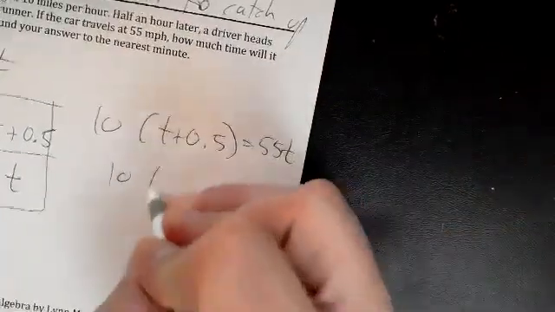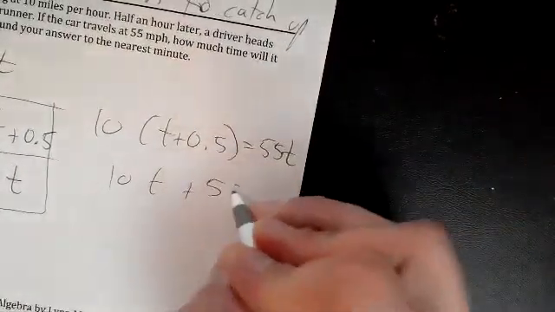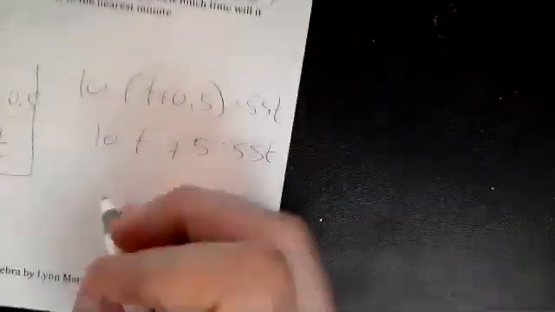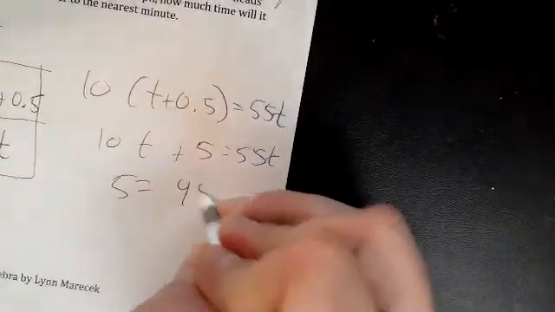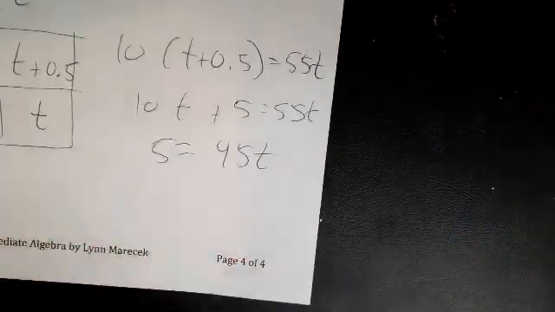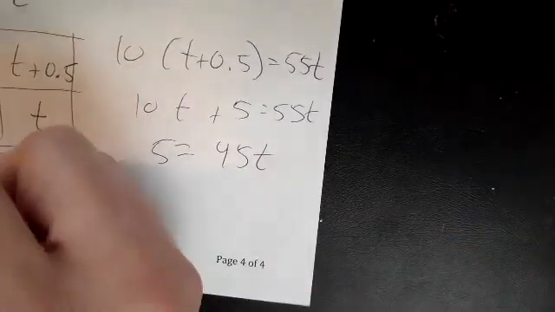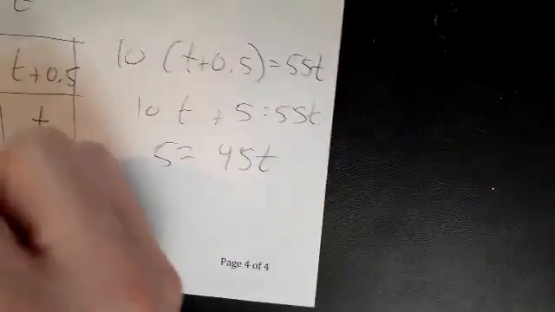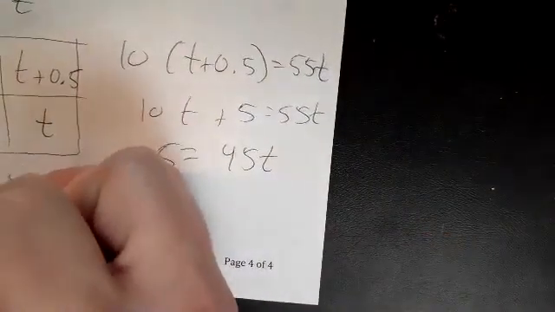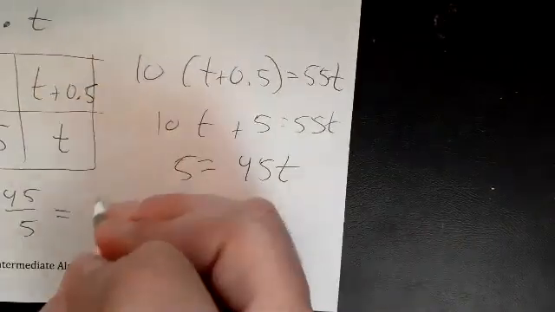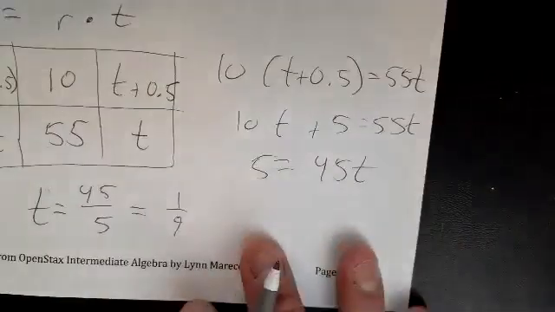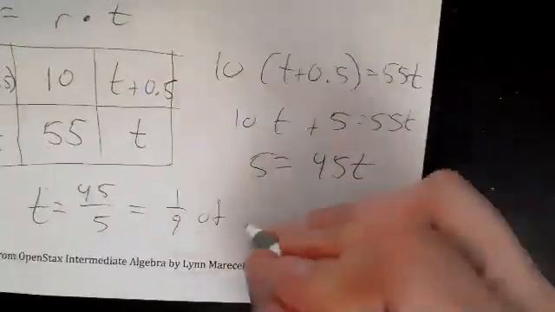And now I do some distribution. 10t plus 5 is equal to 55t. 5 is equal to 45t. And this is where we're getting at 5 over 45, which is 1/9 of an hour.